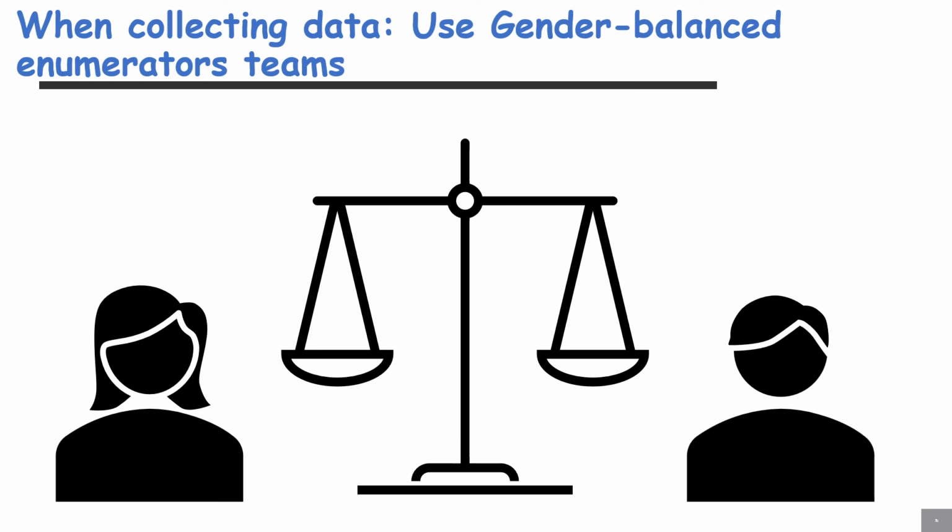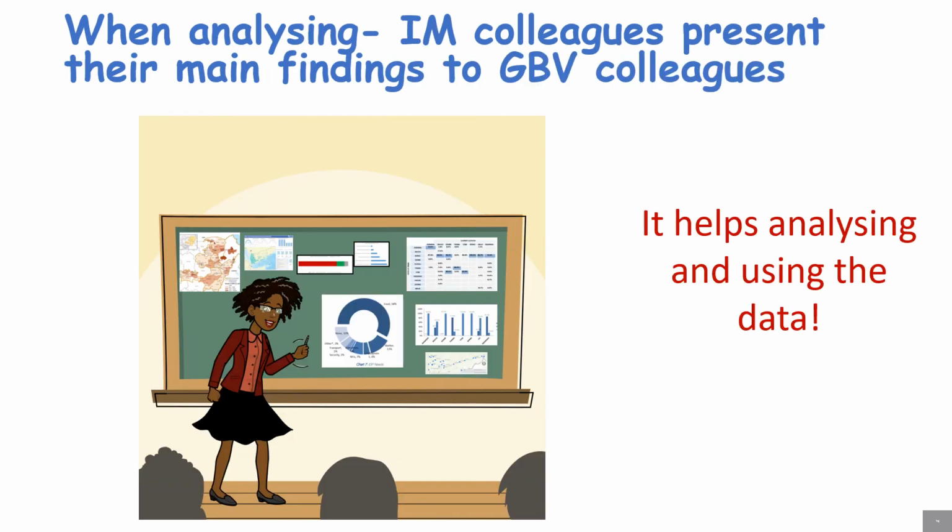When collecting data, always use gender balanced enumerator teams, having men and women help in interviews and observations, as different people observe different things and respondents react differently to the question depending on who asks it. When analyzing, information management colleagues should present their main findings to GBV colleagues. It helps analysis and using the data if the GBV experts are gathered in a room and IM presents the results.